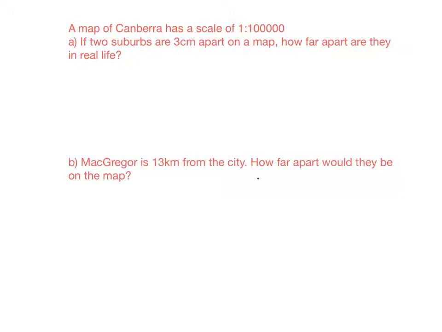So you're being told that you have a map of Canberra with a scale of 1 to 100,000. So obviously that means for every 1 unit in the map, it represents 100,000 of those units in real life. So firstly, we're going to figure out if 2 suburbs are 3 centimetres apart on this map, how far apart would they be in real life? So this is, again, just using equivalent ratios.